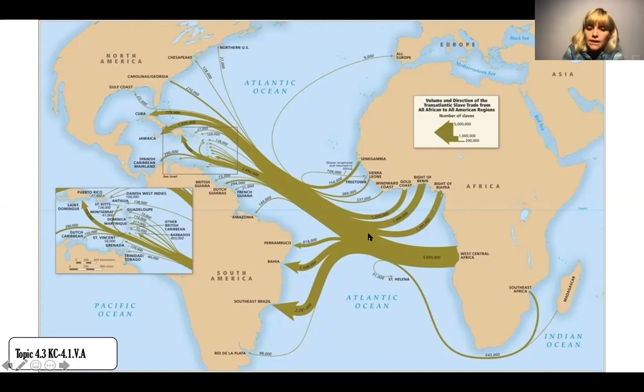So as you can see, not a whole lot of African enslaved peoples are going to the United States. All right, this will increase later, but in period one, primarily enslaved peoples will be being sent to Brazil and the Caribbean to work on sugar plantations. Okay?